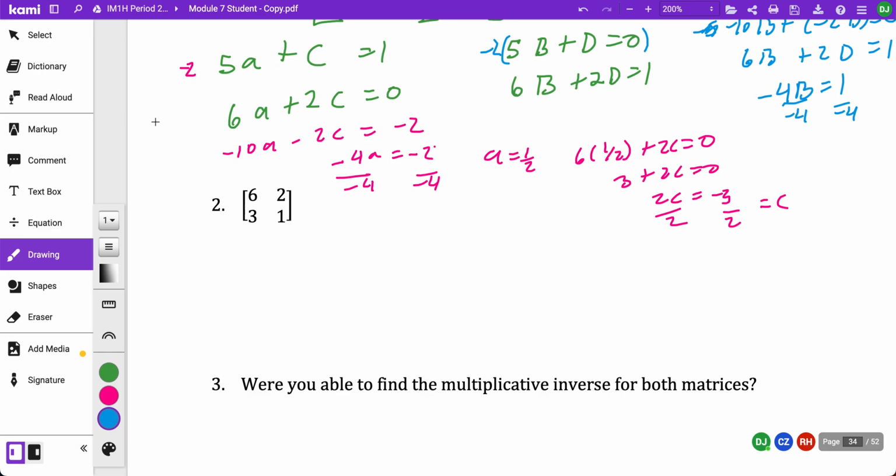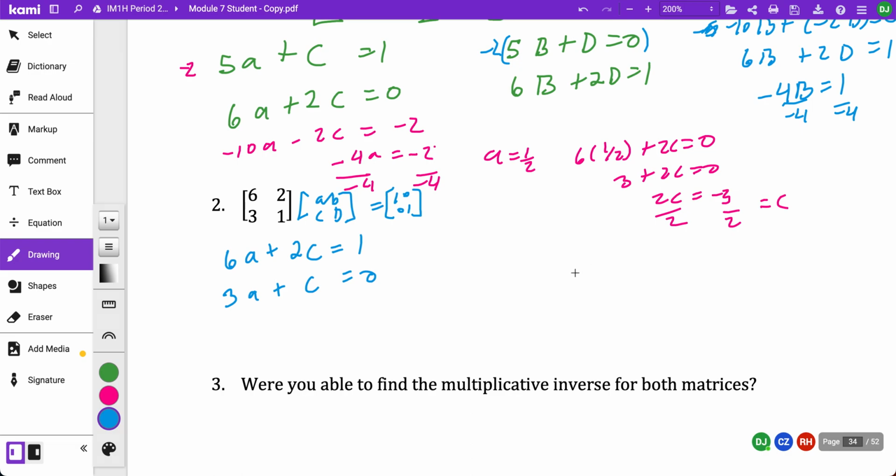So we did this for the top one, and let's go ahead and see if we can do it for the bottom one. Same idea. I'm going to take this 6, 2, 3, 1, and I'm going to multiply it by A, B, C, and D in the hopes of getting 1, 0, 0, 1. So when I multiply this, this will give me 6A plus 2C is equal to 1. And then over here, I will do it again to get 3A plus C is equal to 0.